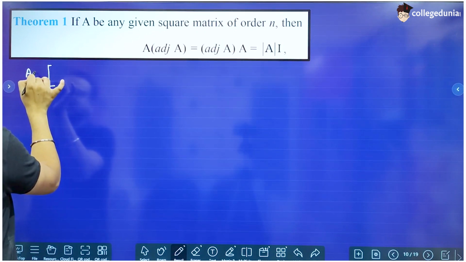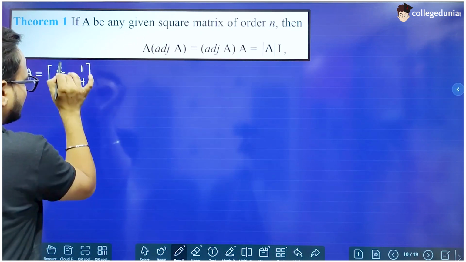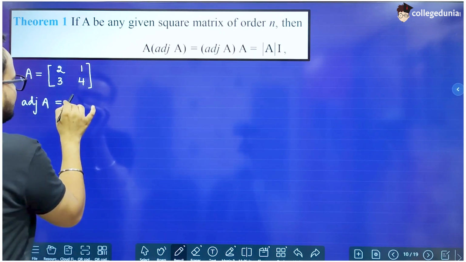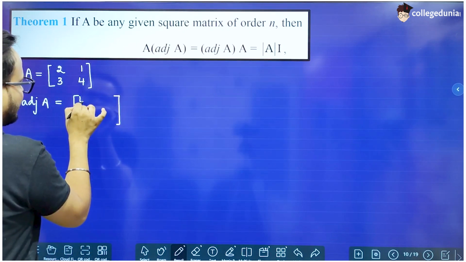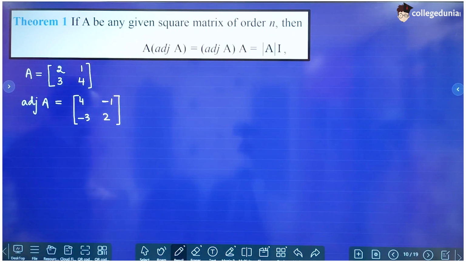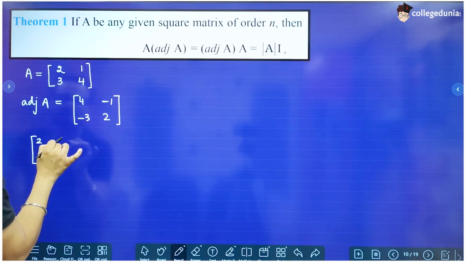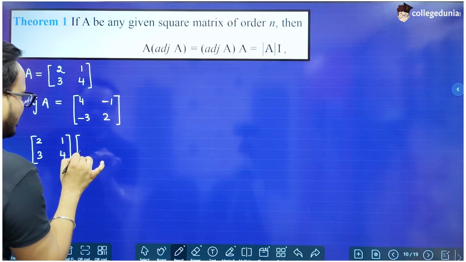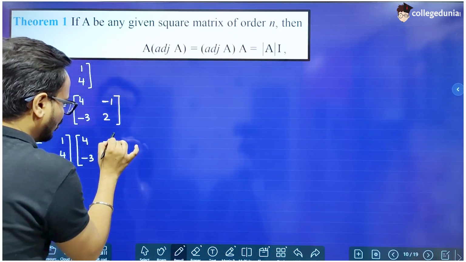We have a 2 by 2 matrix, 2, 1, 3, 4. What is the adjoint? We will use the shortcut to find the adjoint. We just have to switch the positions of these two elements and change the signs of these two elements. So this is the adjoint of A. Now let's multiply A with its adjoint. A is this matrix 2, 1, 3, 4, and we multiply it with the adjoint 4, minus 1, minus 3, 2.